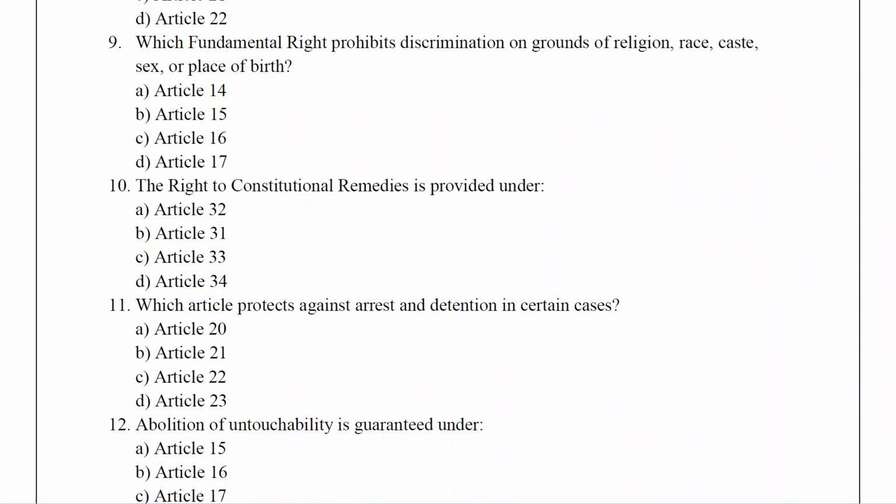Which fundamental right prohibits discrimination on grounds of religion, race, caste, sex or place of birth? The answer is Article 15.